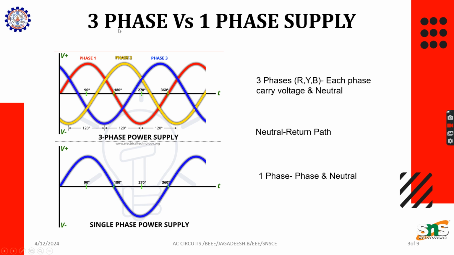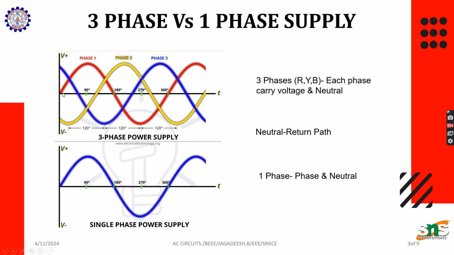AC circuits are classified into two types. One is single phase, another one is three phase. Single phase means there will be one phase only available. In three phase, there are three phases. In a single phase, the positive half of the cycle will be there and the negative half of the cycle will be there. And at every 180 degrees, the waveform becomes zero, and it flows on.